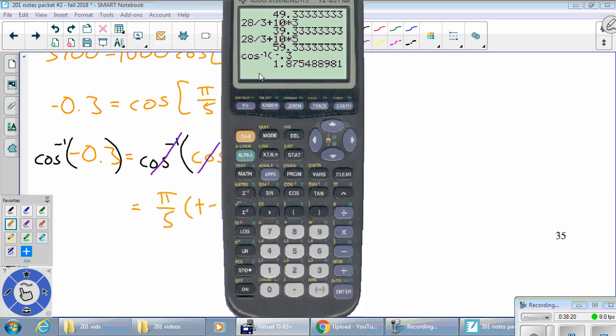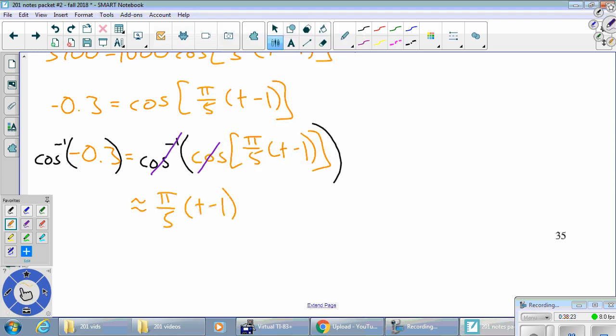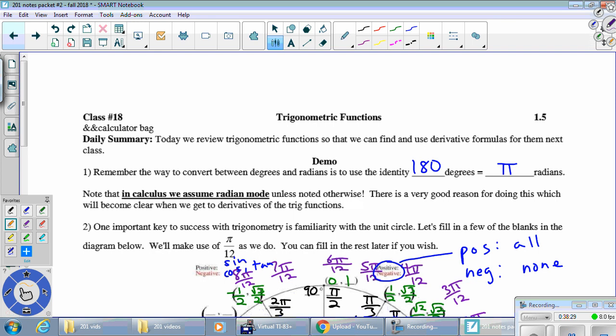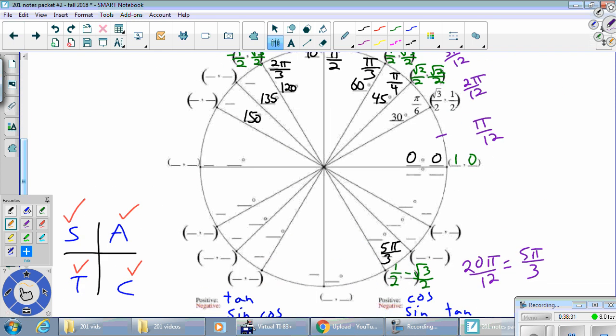Okay, so this is now approximately 1.875. That's how many radians it is. And let's go back to our previous page here. So I had said that negative 0.3 was roughly here. And what we just found is this angle was 1.875 radians. Great, that seems reasonable.